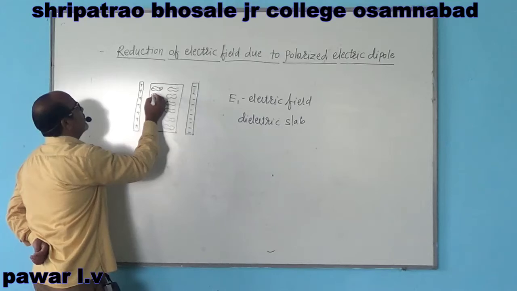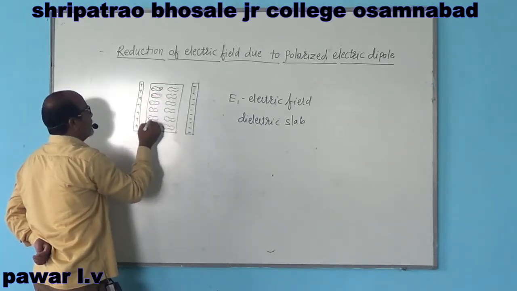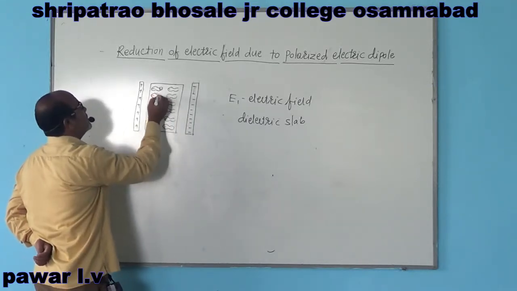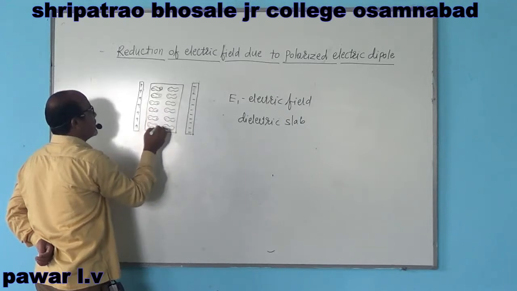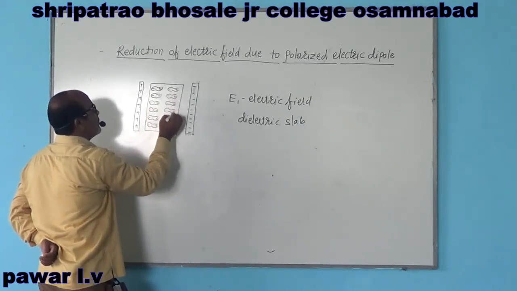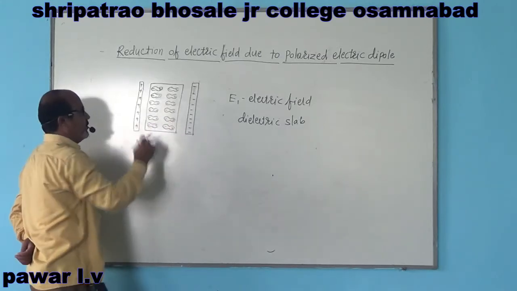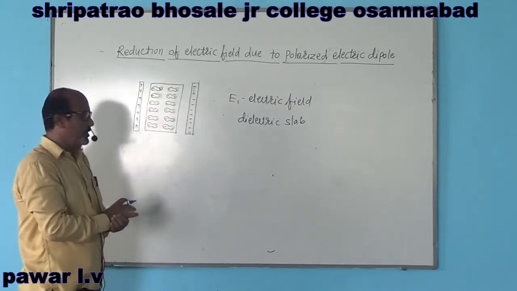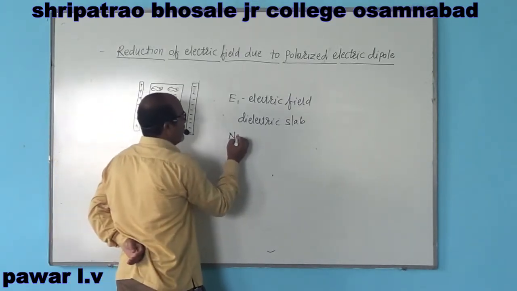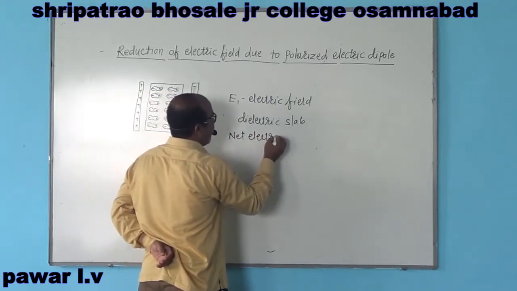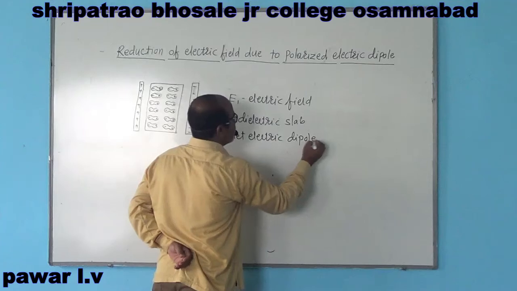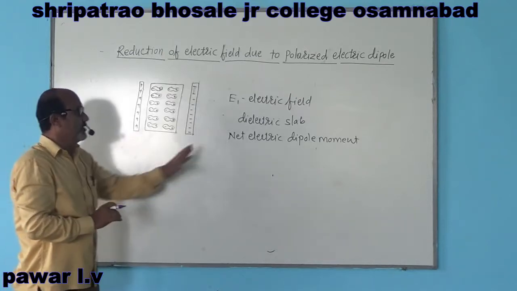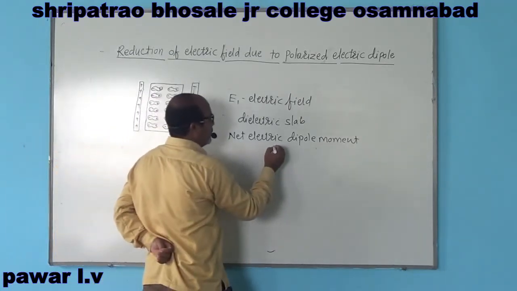Negative charge of each dipole is towards positive plate, and positive charge is towards negative plate. So this dipole is said to be polarized. Due to effect of this polarization of molecules, net electric dipole moment is produced in this dipole, and this dipole moment is parallel to field.